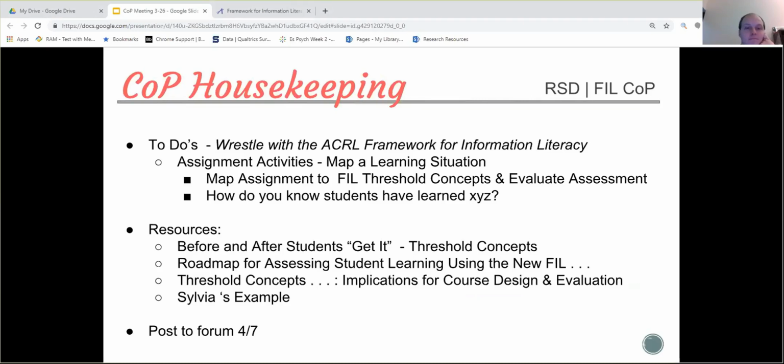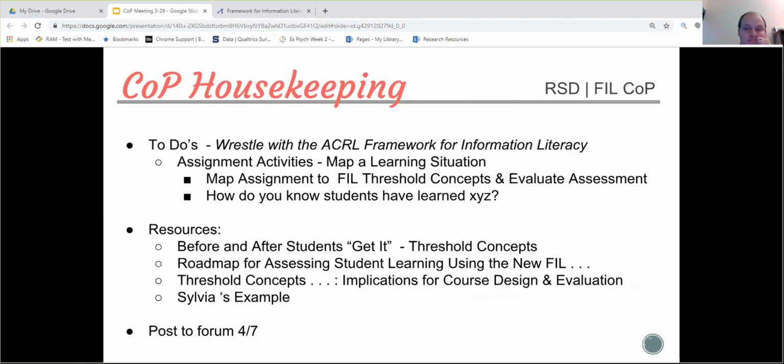We want you to find an assignment, take a look at that assignment, and map it to the framework for information literacy threshold concepts. Here's the assignment and here's how it matches the framework. And then we want you to find an evaluation that you used for that assignment, and see whether or not it matches or measures the framework concepts that you think it does.